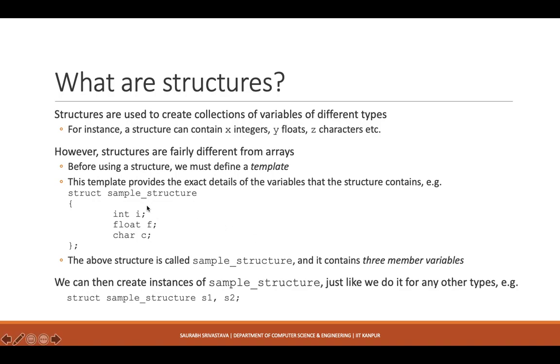And if we want to create instances of this particular template, this particular structure, it's like I've created a particular type of structure. So if I want to create instances of it, I do it similar to how I create any other variables. I simply write struct sample_structure s1, s2, so I can create as many structure instances, structure variables, as I want. It's very similar to saying int i, j or float f, k, something like that.